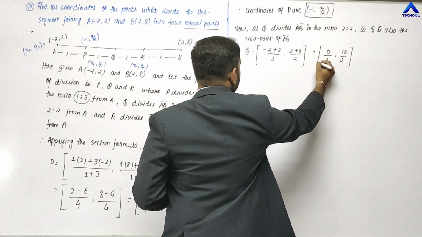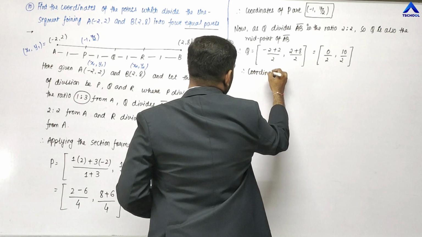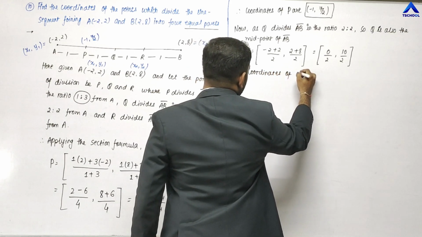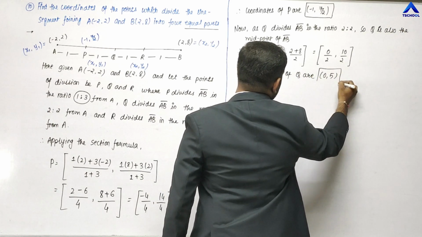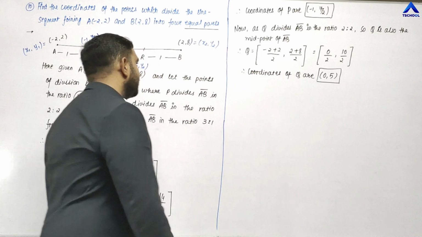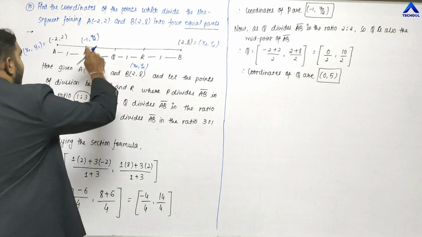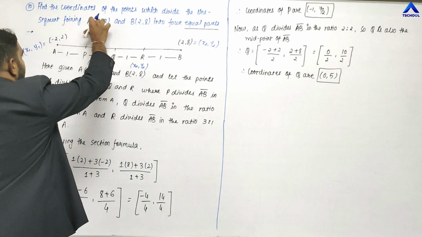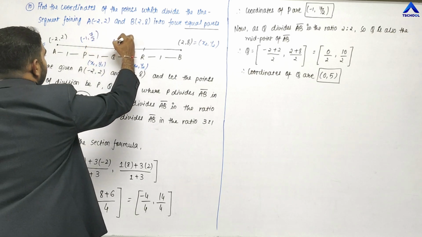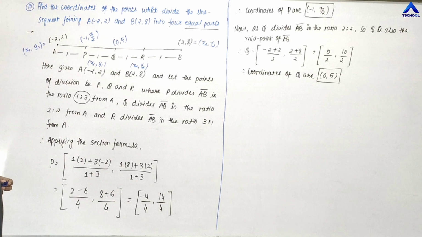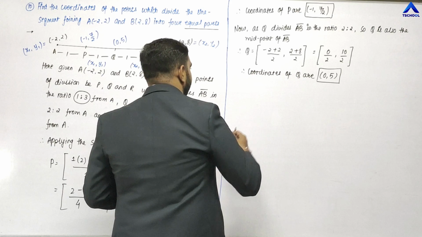Therefore, the coordinates of Q are 0 comma 5. So we got the second point, that is Q (0, 5). The first one we got P as -1 comma 7 by 2. We got Q as 0 comma 5. Now we shall get R. Right, now we find the value of R.